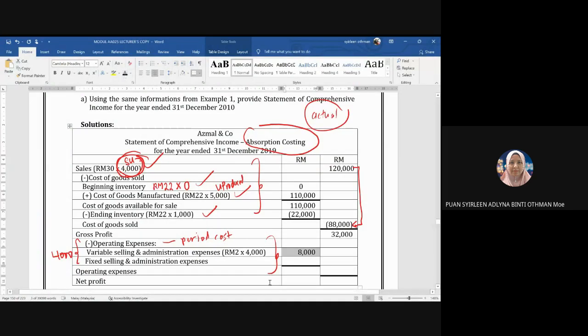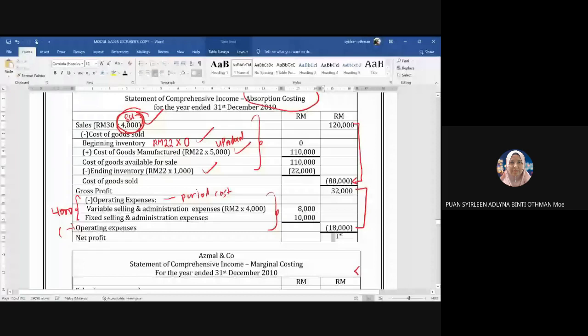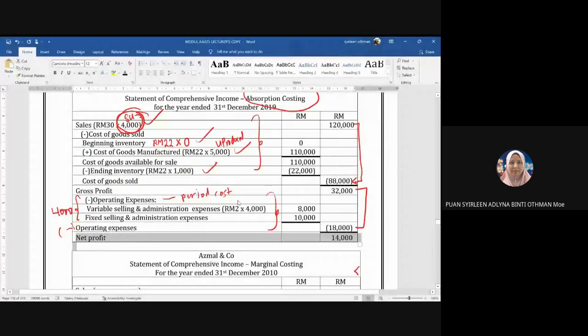Okay. Selling and admin dalam soalan tadi, yang ni fixed cost dia RM10,000. Okay. So your operating expenses is 18,000. Okay. Yang ni kita minus lah. So I put that in bracket. Okay. So that you won't make any mistakes. Kalau you tak buat bracket tapi dekat sini ada tolak, then should be okay. So your gross profit minus your operating expenses, you akan dapat net profit. Okay. So your net profit is here. The amount is 14,000. So nanti bila awak buat dekat bawah marginal costing, you won't get 14,000, you will get lesser. Okay, you get less than 14,000.